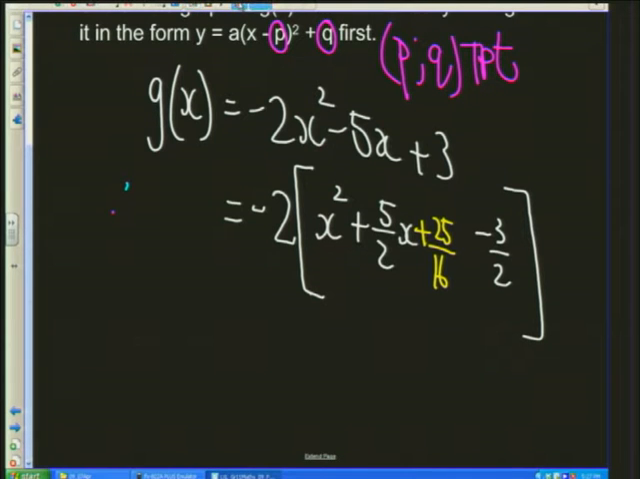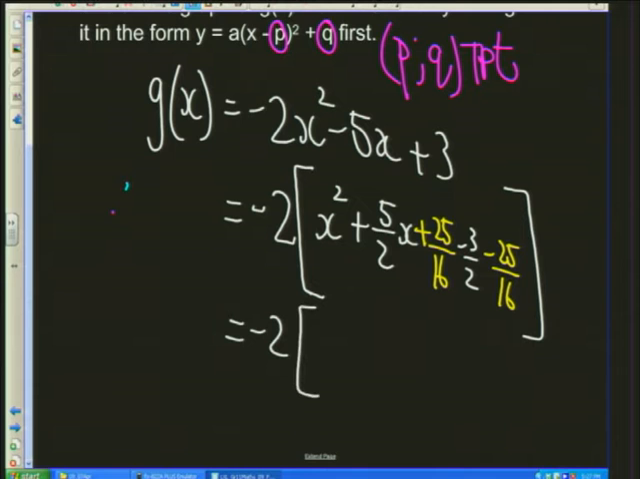Let me just tidy this up here. So this is what I had. Minus 3 over 2. And I'm going to minus 25 over 16. So grade 11s, this is the additive inverse. Adding 25 minus 25 is 0, so I haven't affected the value. But what this has allowed me to do is to complete the square on the inside.